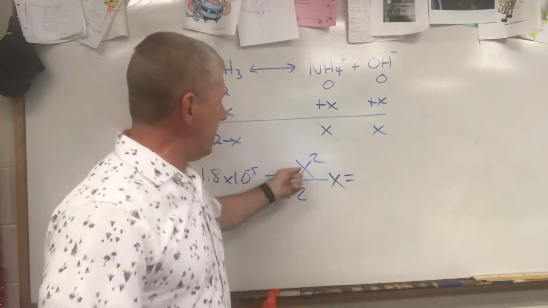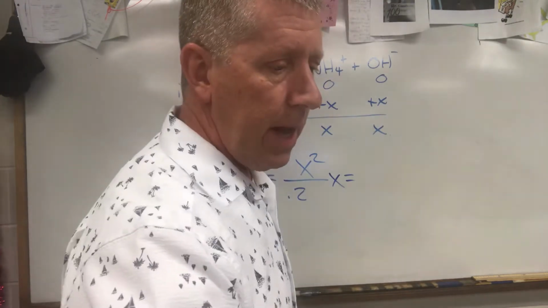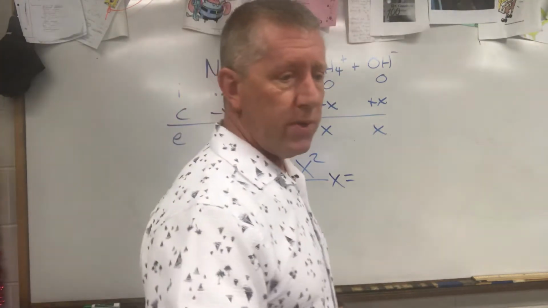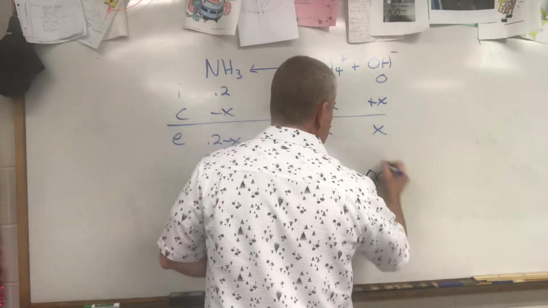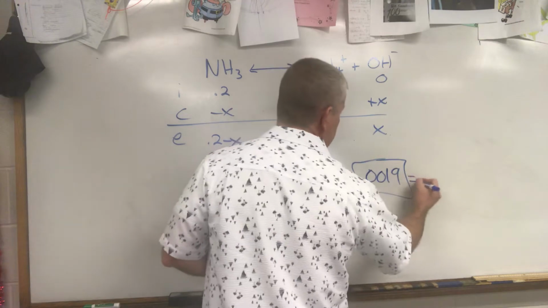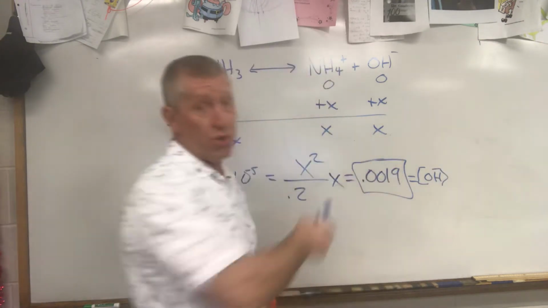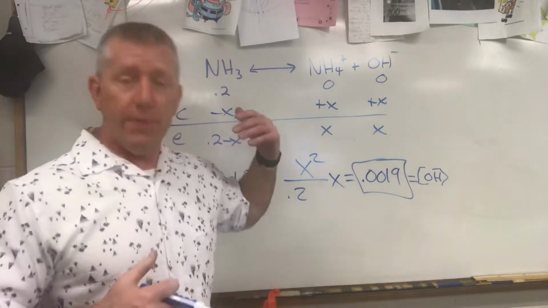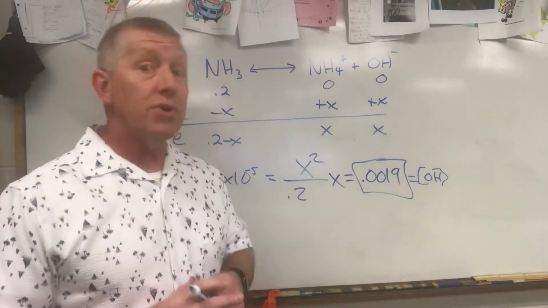Now remember, this actually is going to give me the concentration of hydroxide, not H, so we've got to be careful of that. Did this earlier. What do we come out with? X comes out to be 0.0019. Okay, now that is my concentration of OH. So just be careful, because we're going to do so many problems with H's and pH's. This time I have hydroxide, so that's my OH concentration.